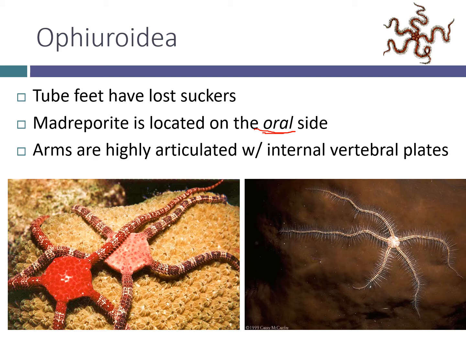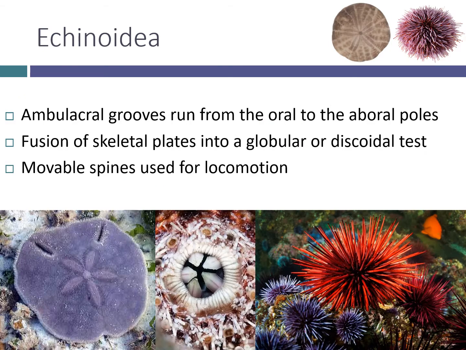But remember with Ophiuroidea, right? The brittle stars, they're very, very articulated, so their arms will be moving around like little snakes. Oral side for the madreporite and highly articulated arms is how you're going to identify them very quickly.